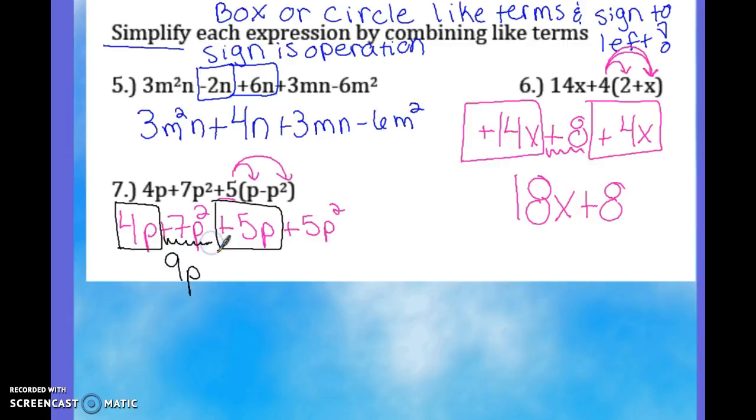Positive 7p squared. Sorry, this should be a negative 5p squared. Minus 5p squared is positive 2p squared. And you can't combine these because the exponent is not the same.